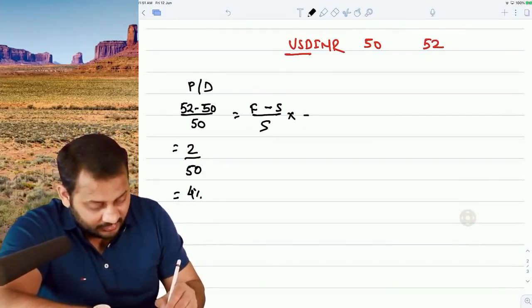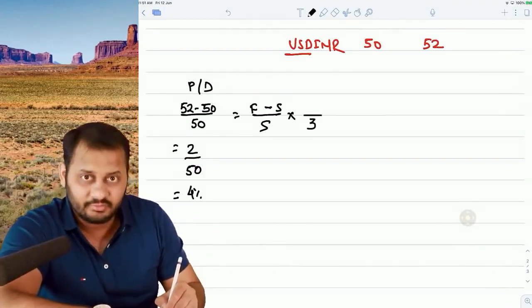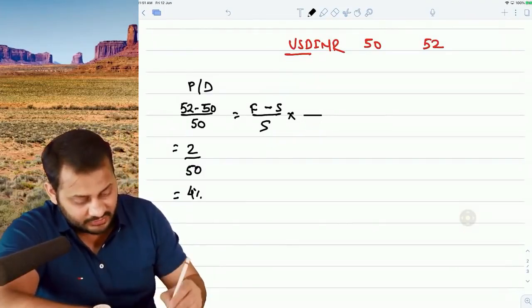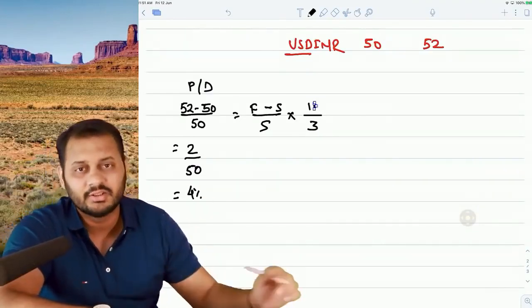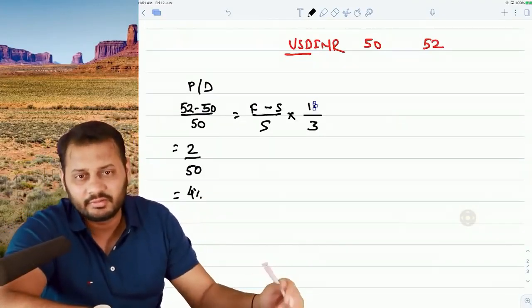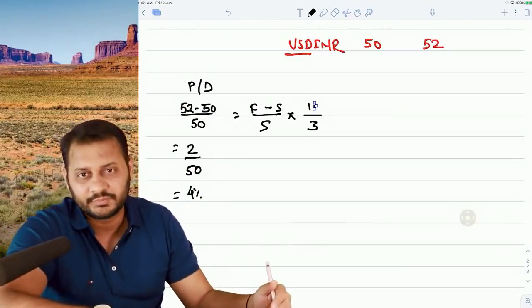So tell this equation that you are for 3 months and I want an answer for 12 months. So 12 by 3 will be the answer, multiplied by 100 to convert it into percentage.